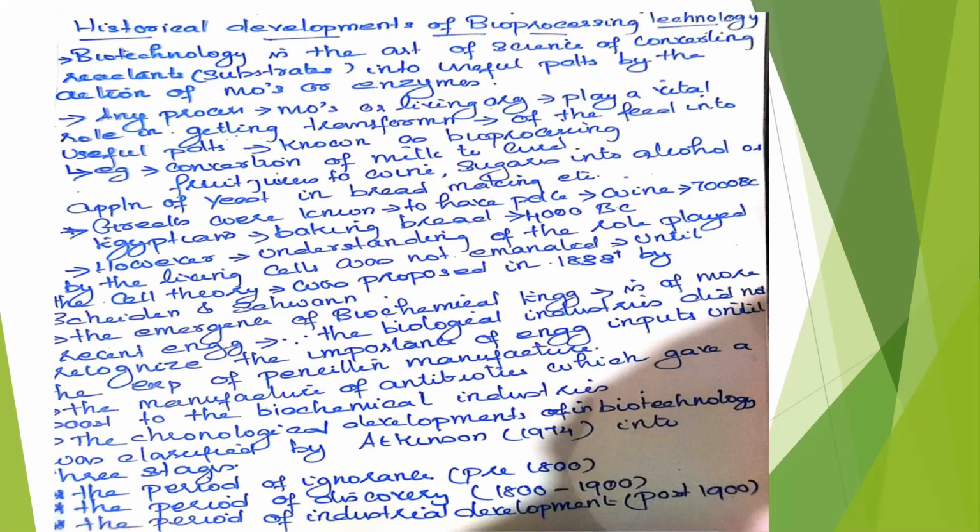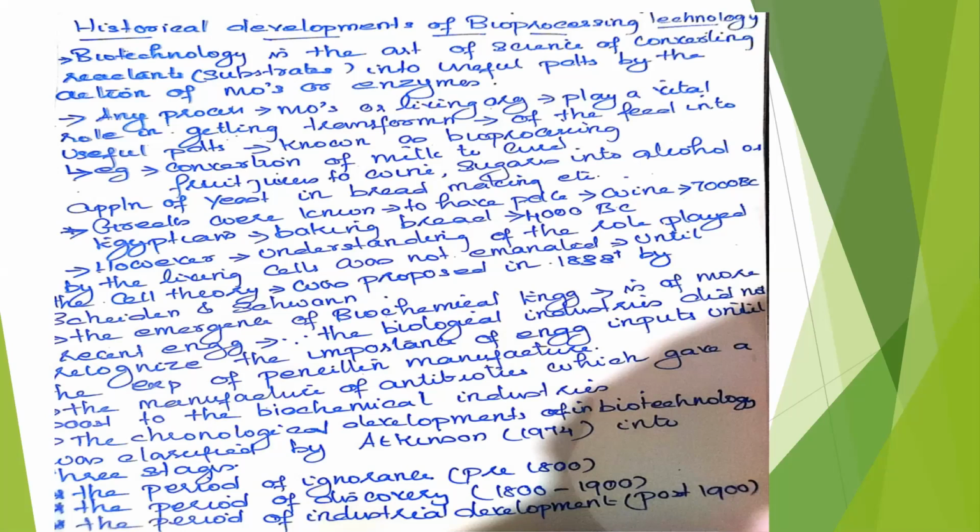Examples for that, the Greeks. The Greeks were known to have produced wine in 7000 BC, they were producing wine. And the Egyptians were baking bread during 4000 BC. During those periods, these people were using bioprocessing techniques without knowledge of the principle behind it. However, understanding the role played by the living cells did not emanate until the cell theory was proposed in 1838 by Schleiden and Schwann.